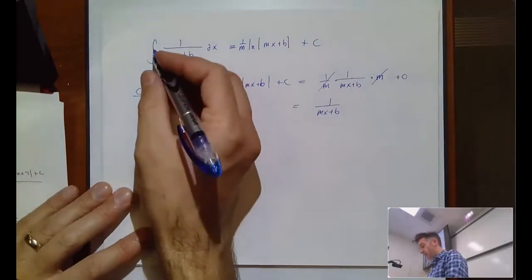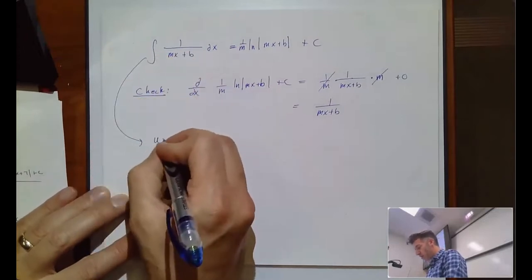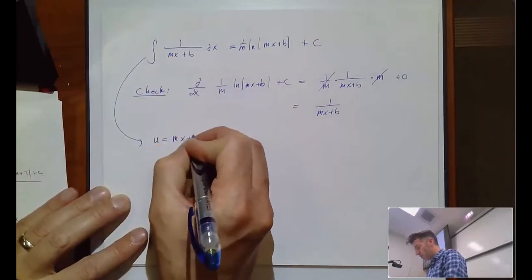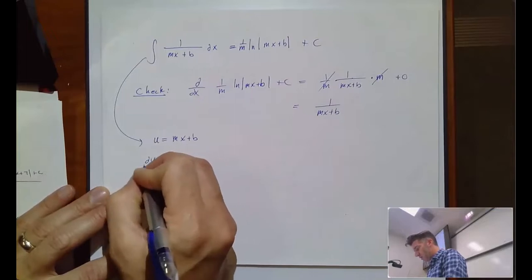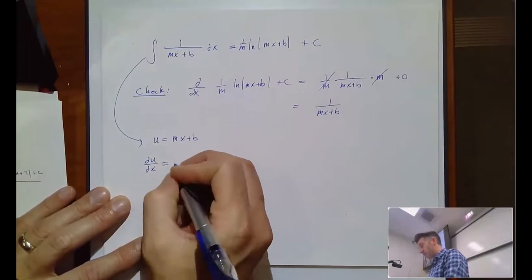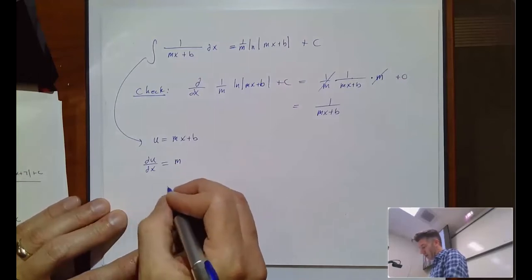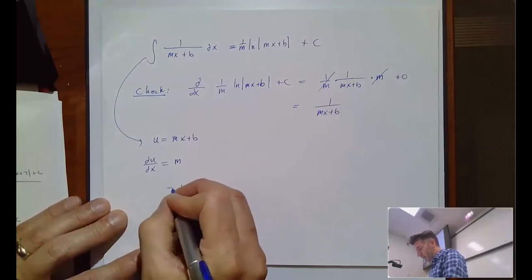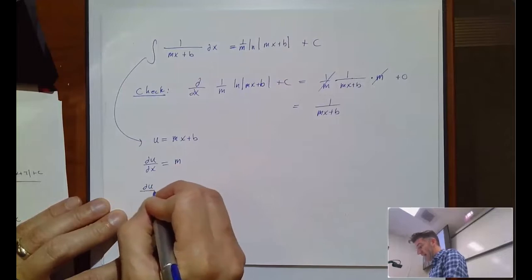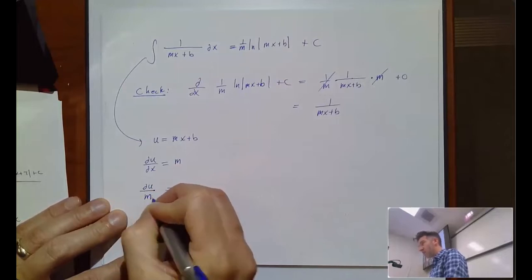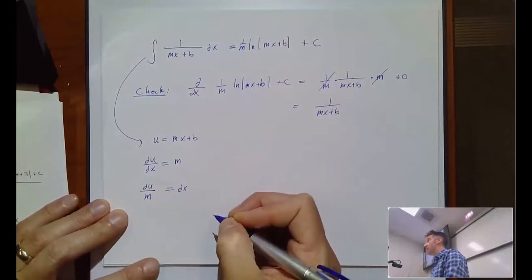You could totally say, instead, I'm going to do a U sub. U is equal to mx plus b. The derivative of a line is just the slope of a line, which is m. So I guess I'll do it the really long way. dx equals du divided by m. Oh, look, that's where the division by m is happening.